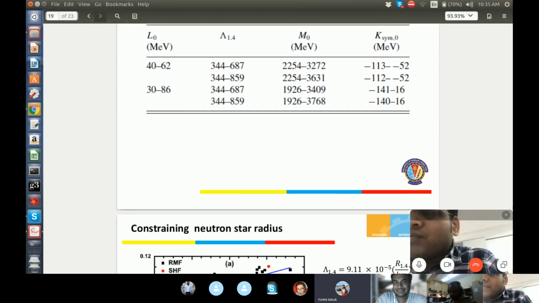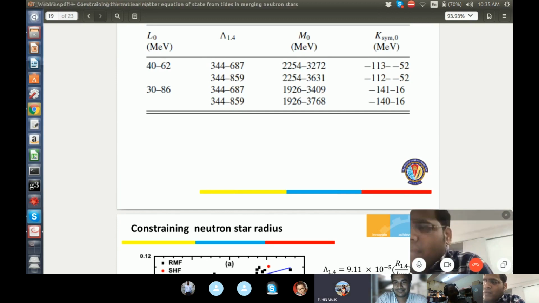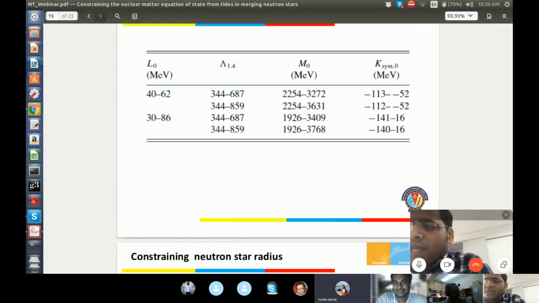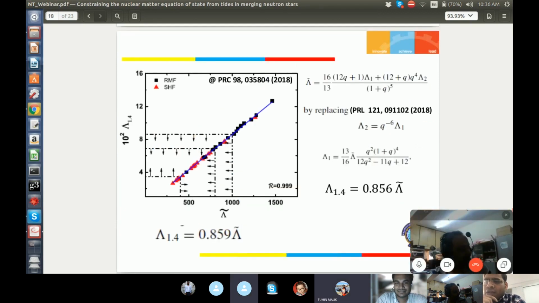Tuhin, you have shown in one slide that there is a correlation between the tidal deformability of 1.4 and the effective tidal deformability. One should expect this to be a trivial case where the correlation should be one only, because one side is tidal deformability and the other side, the effective tidal deformability, is also tidal deformability. But the thing is how we extracted it. If you take all the models and, by fixing one mass at 1.4, calculate the effective one, we got that for an individual star lambda 1.4 is related to the effective one by a factor of 0.859.